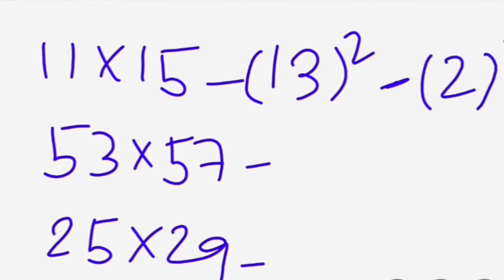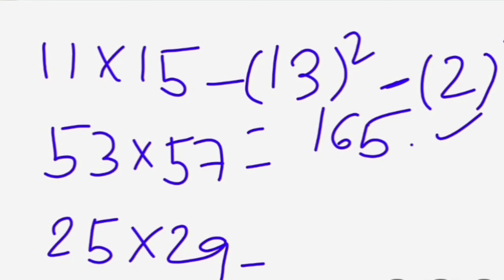So 13 square minus 2 square would be 169 minus 4. It would be 165. So this is the answer. We did it easily. Okay.